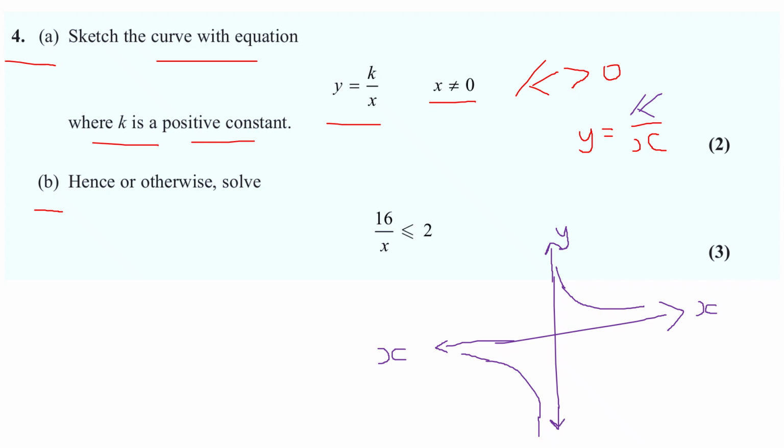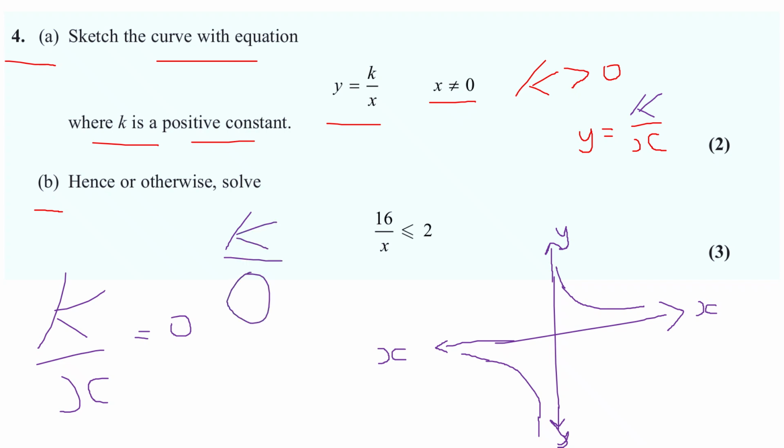k over x equals 0, or 0 equals k over x. So you can't actually solve k over x equaling 0. So y can't equal 0, and obviously x can't equal 0 because I can't divide by 0. So these two here don't exist.